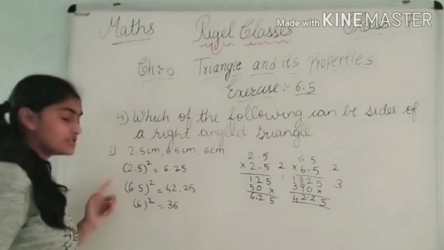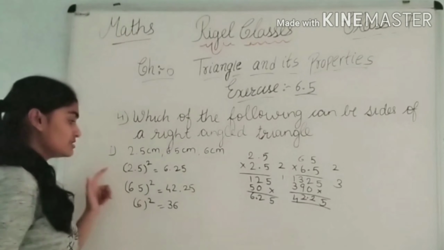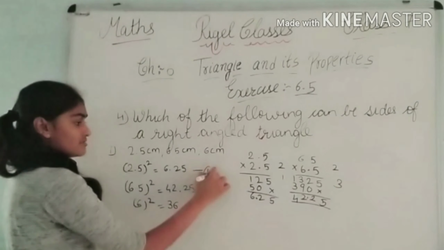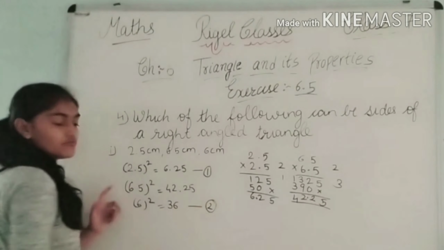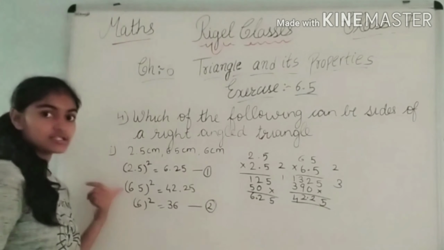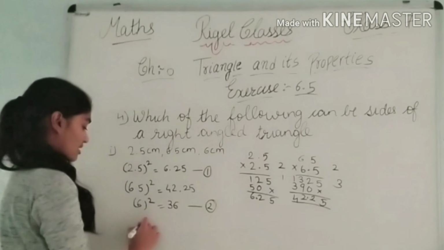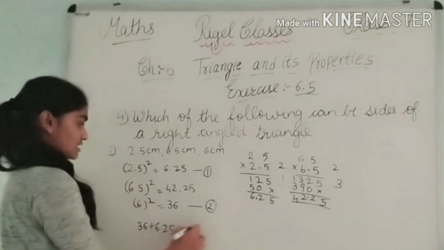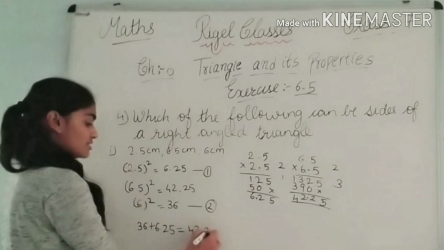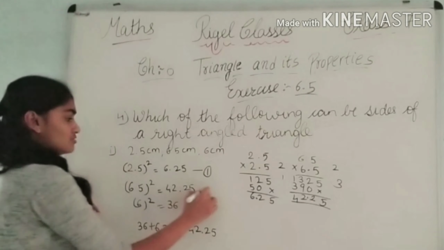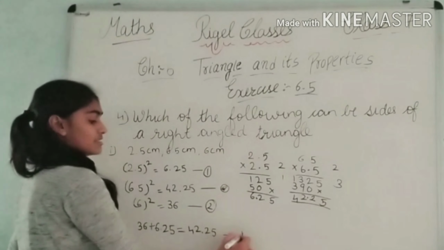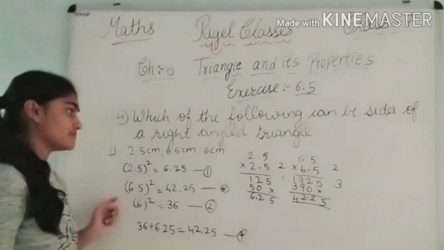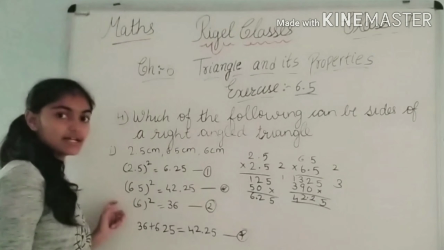Now we need to check that sum of two sides equals the third side. So here we will add this first and second. We need to add two small sides which will equal the hypotenuse. So here 36 plus 6.25 which equals 42.25. So this star equation and this both are same. So it satisfies the Pythagoras theorem. So it is the sides of right angle triangle.